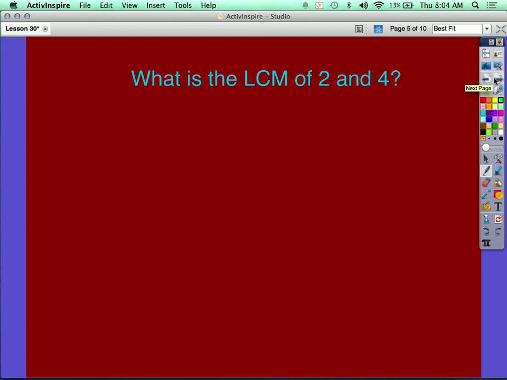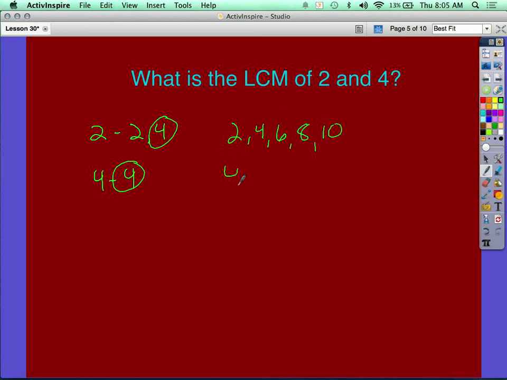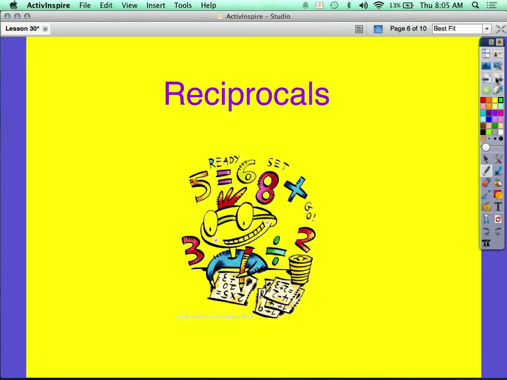So what is the least common multiple of 2 and 4? Well, for 2, I have 2, 4. I can stop right there because I know that 4 is going to be a multiple of 4 because it's the number we're talking about. If I didn't catch it, I could go with 2, 4, 6, 8, 10, and 4, 8, 12, 16, 20, and then look and see that it's 4. Either way, the least common multiple of 2 and 4 is going to be 4.